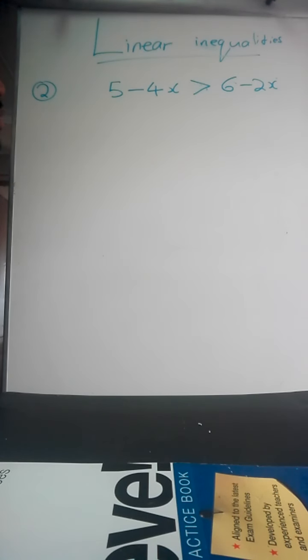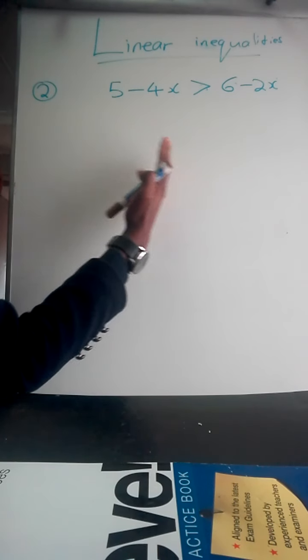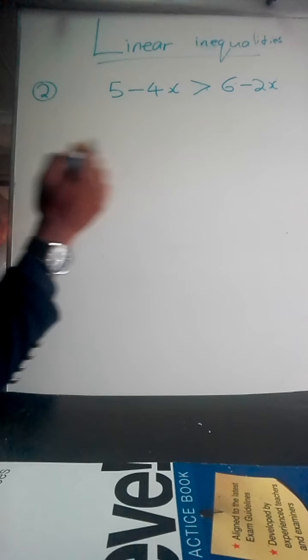We are continuing with our linear inequalities. I'm just going to quickly solve this one. So the first thing that you need to do, we're going to have to keep the values that have x on the left hand side and the values that do not have x on the right hand side.